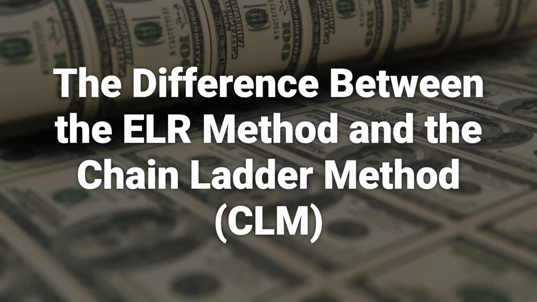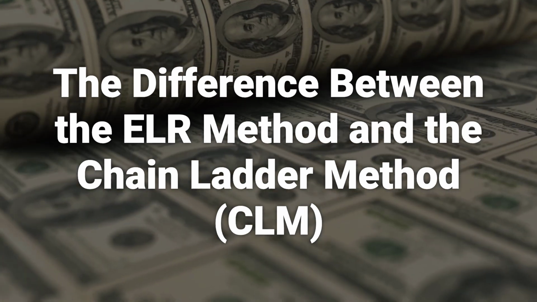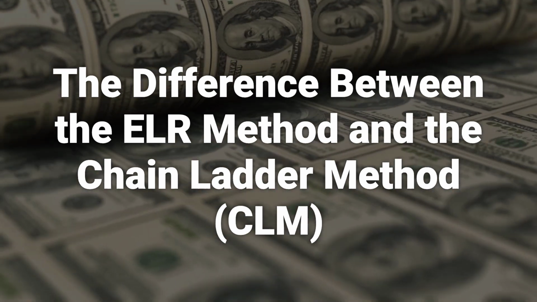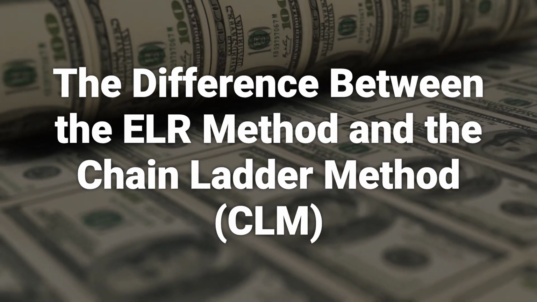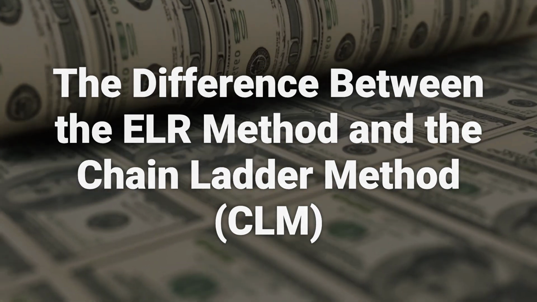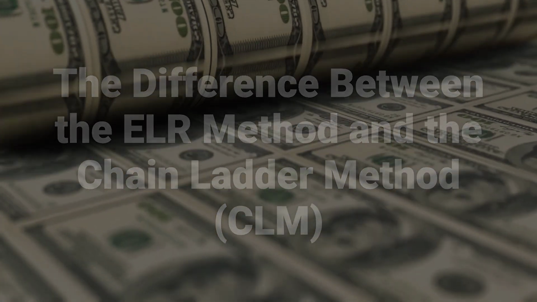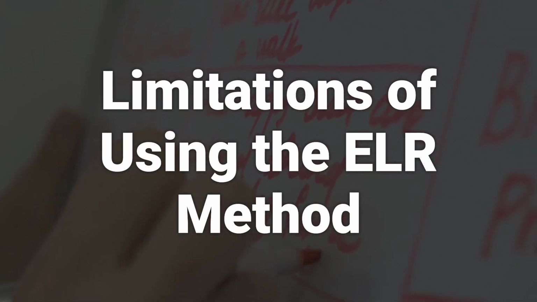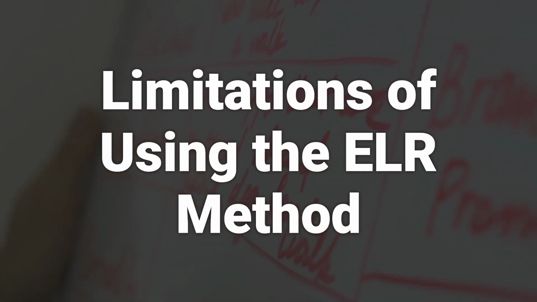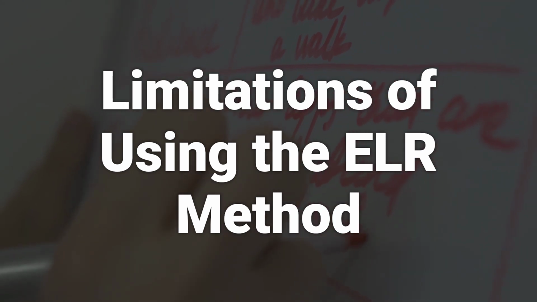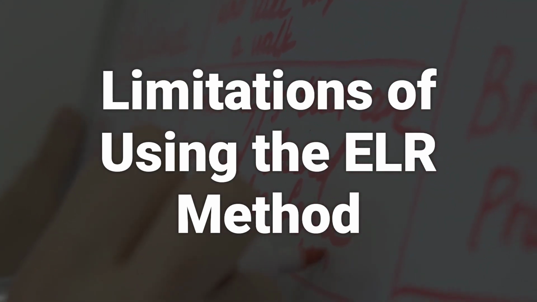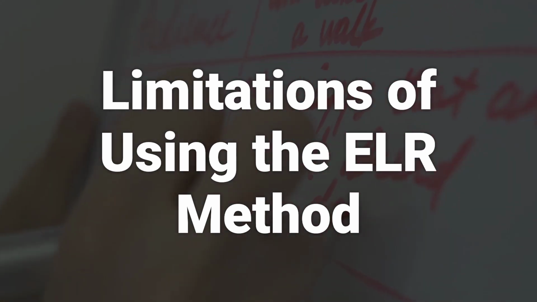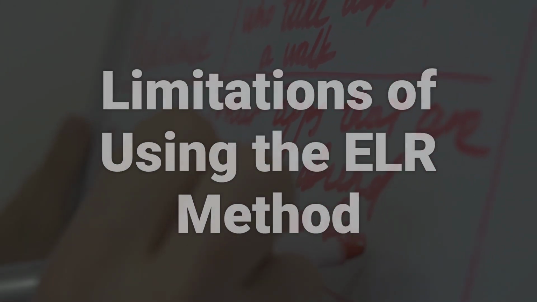Both the ELR and the chain ladder method measure claim reserves. While the ELR is used with little past data, the CLM is used for stable businesses and business lines. The ELR method is limited by the amount and quality of available data and the lack of sensitivity to changes in reported and paid losses, which can make it less accurate and thus, less useful in later stages of forecasting.